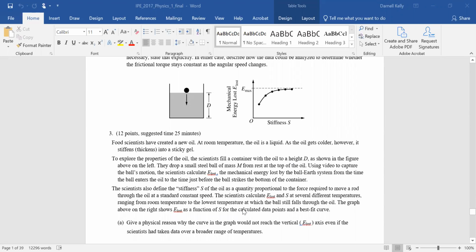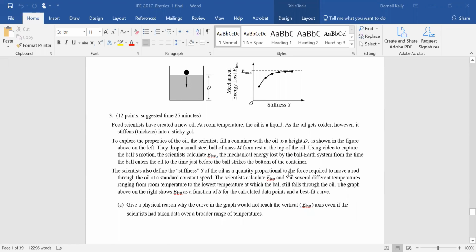The scientists also defined the stiffness S of the oil as a quantity proportional to the force required to move a rod through the oil at a standard constant speed. The scientists calculate E lost and S at several different temperatures, ranging from room temperature to the lowest temperature at which the ball still falls through the oil. The graph above on the right shows E lost as a function of S with the calculated data points and a best fit curve. Best fit curve because the data is nonlinear. And we have the proportionality between E and S. So it's good to have data, charts and graphs.